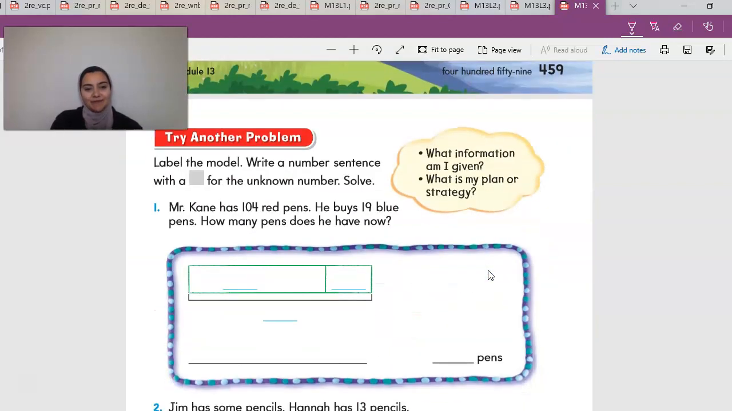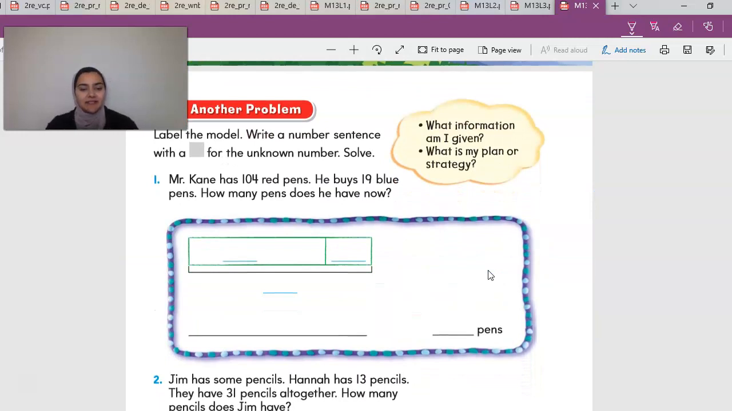All right, moving on. Label the model. Write a number sentence with an empty box for the unknown number. Solve. So remember, when you read the problem, I need you to circle the numbers, box what's important, and underline the question. Mr. Kane has 104 red pens. He buys, that means he gets some more, that means it's probably going to add. He buys 19 blue pens. How many pens does he have now? Underline the question.